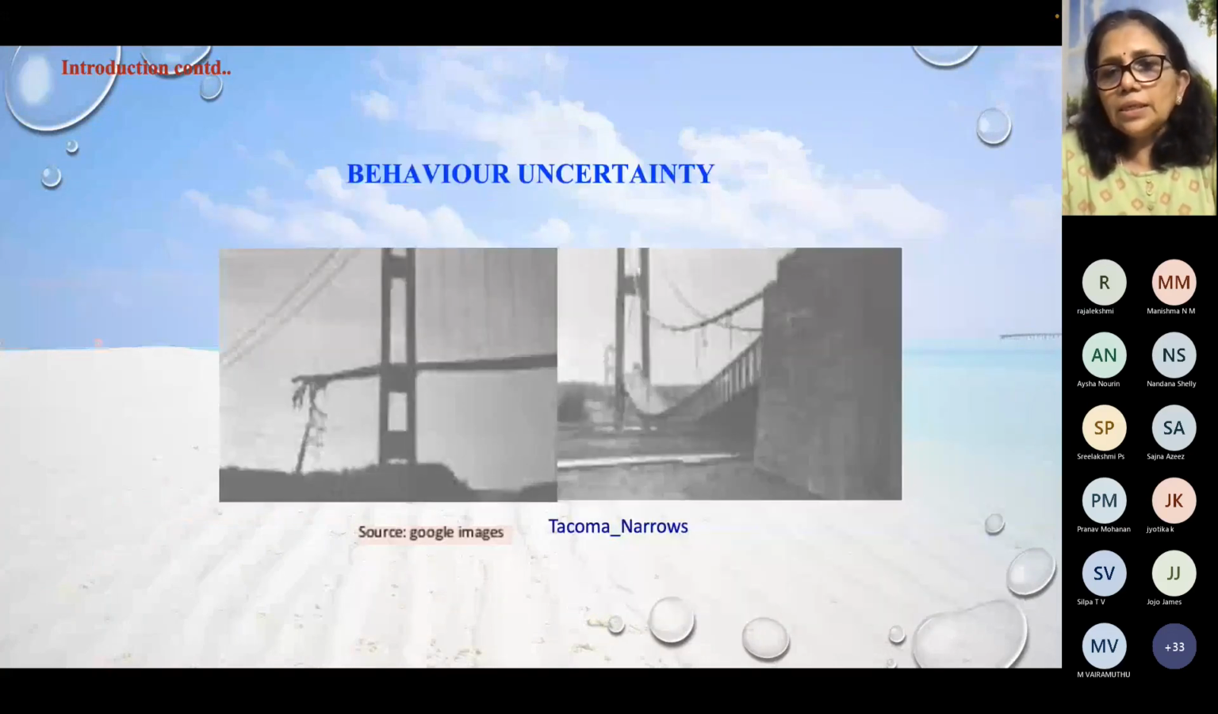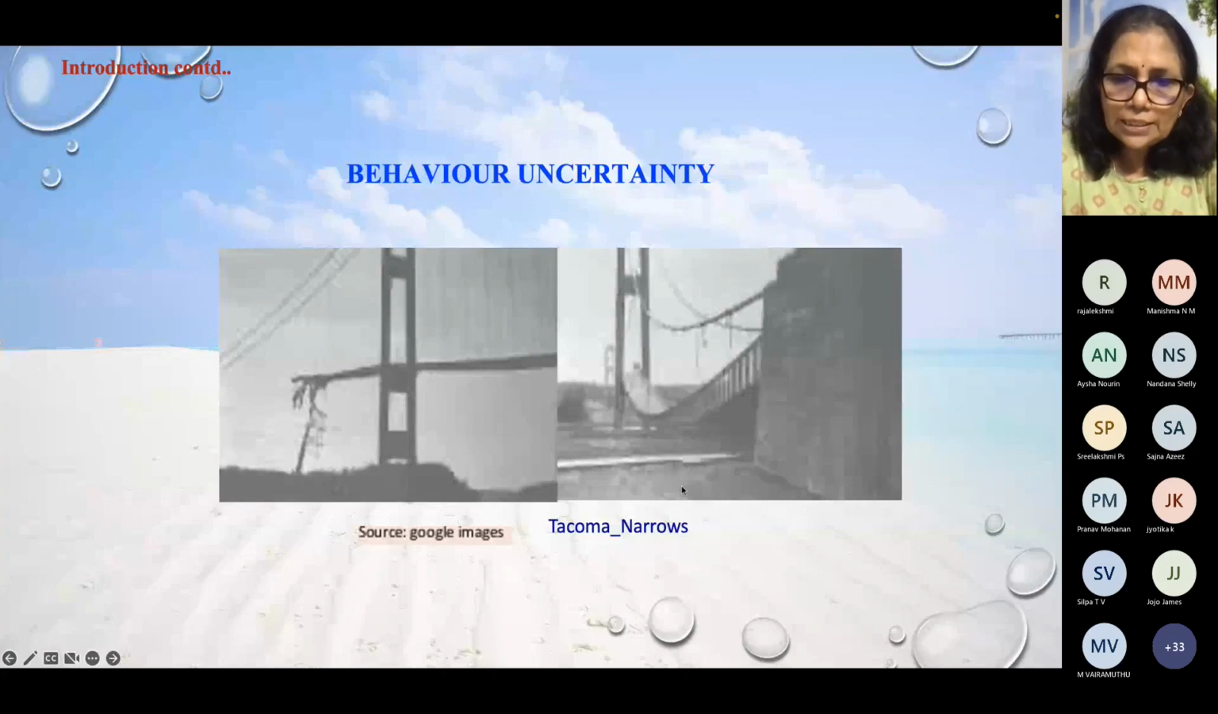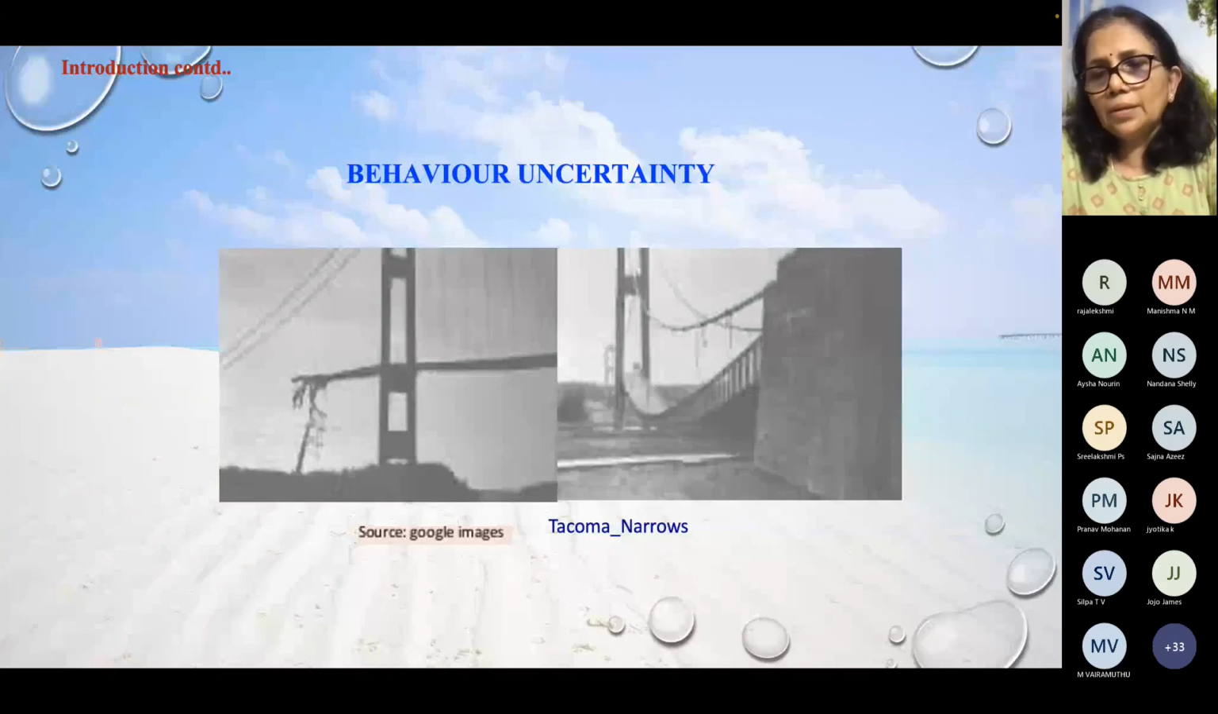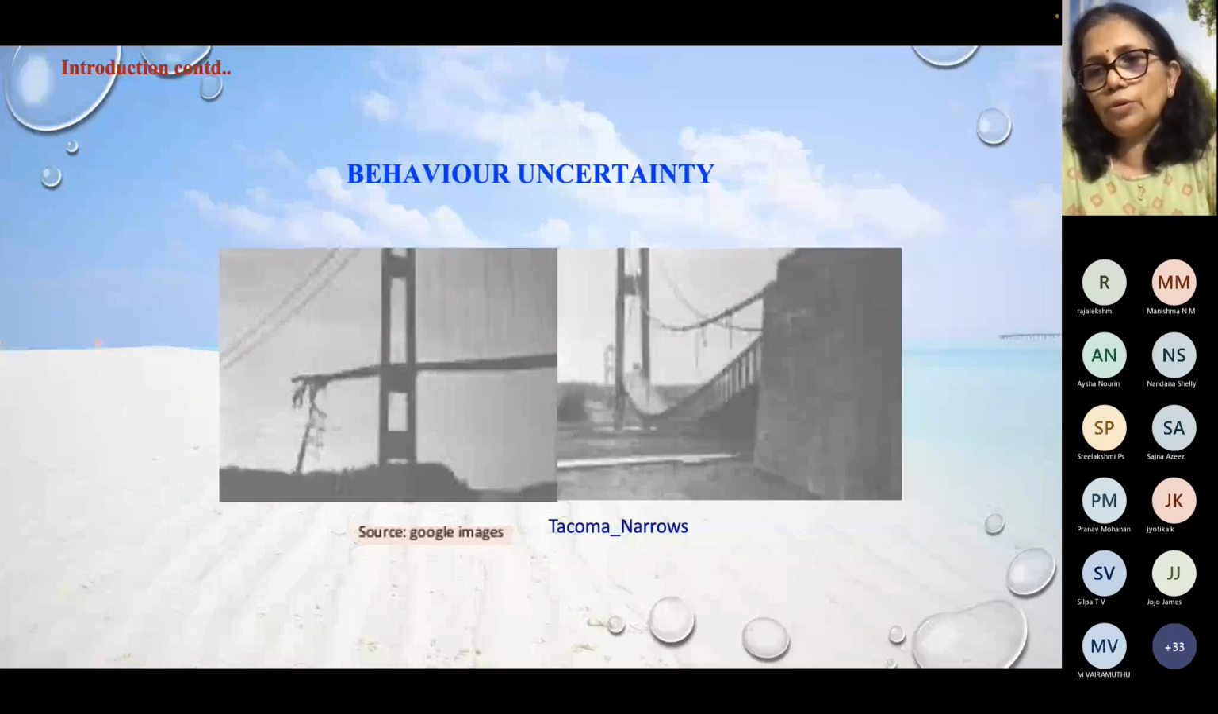This is another interesting case, the behavior uncertainty. This is Tacoma Narrows. I would request you to see this behavior. This is available on the internet. You just search for Tacoma Narrows. So this is a bridge, again, a suspension bridge. When you design for a suspension bridge, you have to design for dynamic conditions also because wind load will be acting. So when the wind load is acting, there is a natural frequency for this suspension bridge, and that natural frequency should not match with the frequency of the external load, which is a wind load.